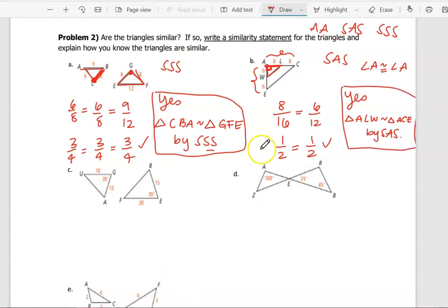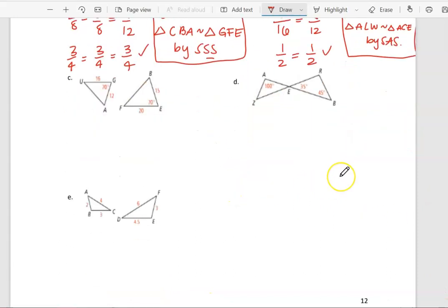Let's check out C. Okay, so C, again, let's look at what I'm given. I'm given an angle. These angles are congruent. That's cool. And 2 sides. So hopefully we'll use side, angle, side. We can say angle G is congruent to angle E. That we know right away.